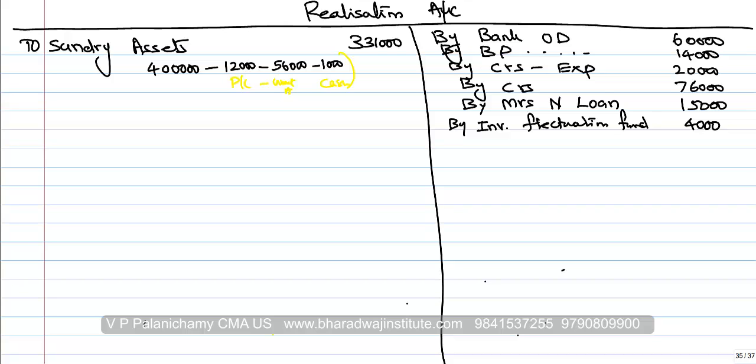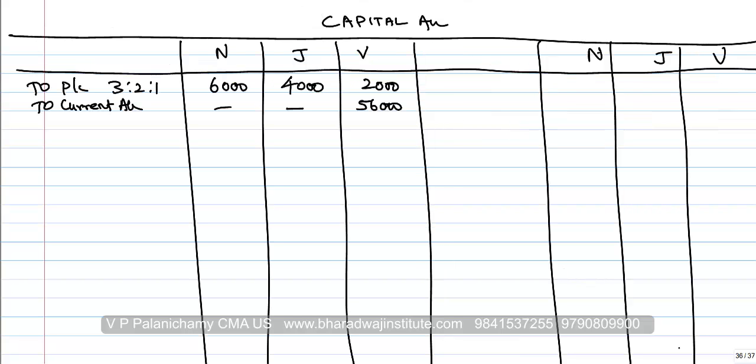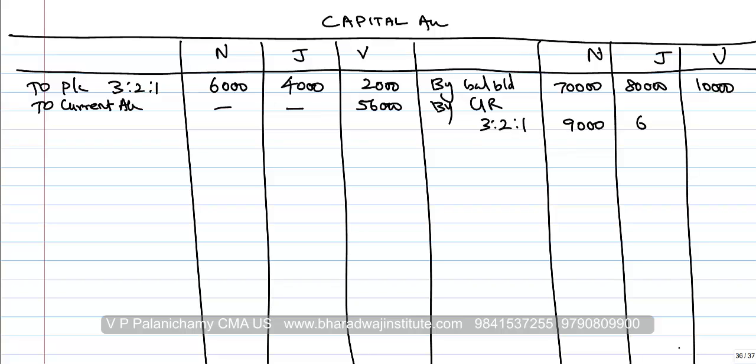Next. What will go to capital account? Capital account by balance brought down. How much? 70,000, 80,000, 10,000. Then by Veera's loan, which loan? Okay, general reserve, how much? 3:2:1 ratio. 9,000, 6,000, 3,000. Transfer general reserve in profit sharing ratio.